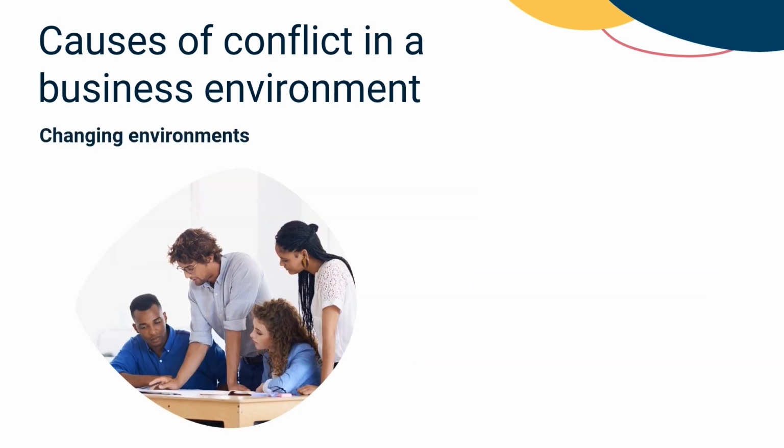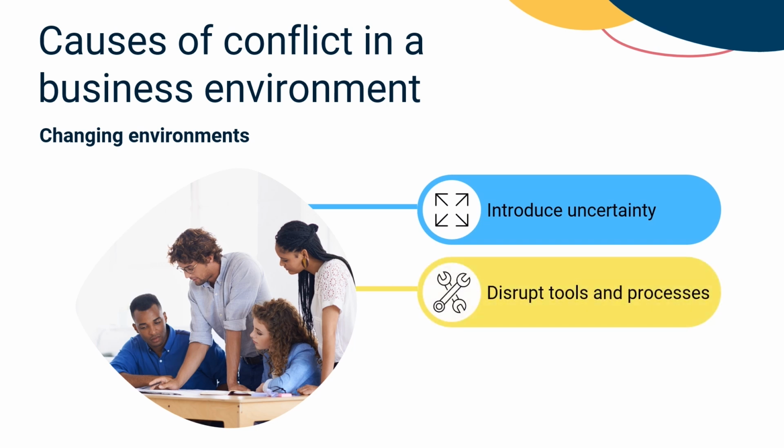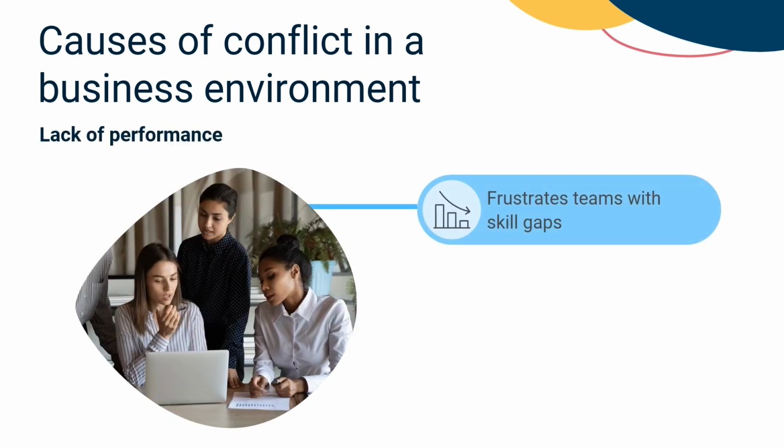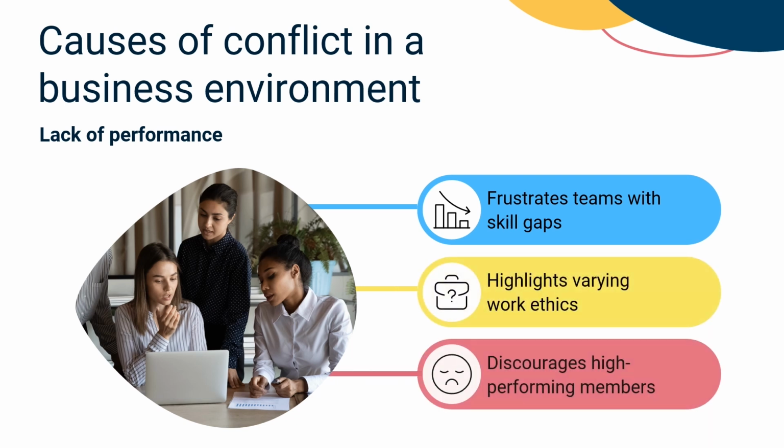Changing environments introduce uncertainty as organizations evolve. These changes affect processes, tools, methods, requirements, and support systems, leading to instability and tension. Lack of performance frustrates teams when members operate at different skill levels or work ethics. High-performing team members often become discouraged when they perceive others do not contribute equally.